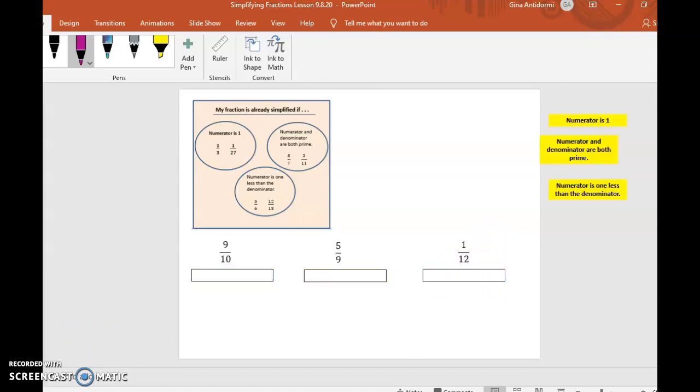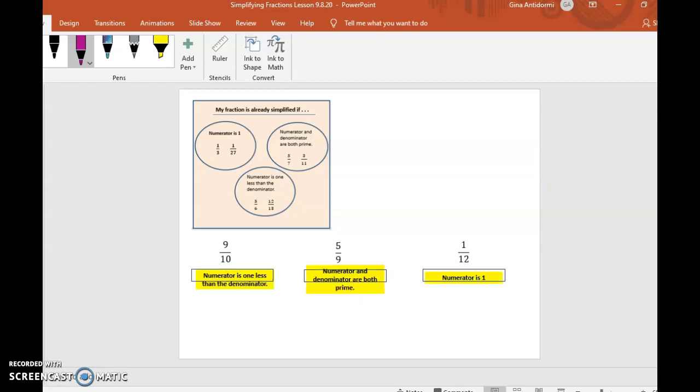Okay, pause and try these. Which rule goes to which fraction? Okay, here are the answers. Good job.